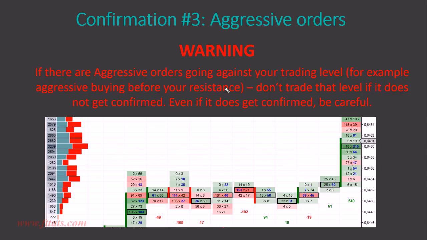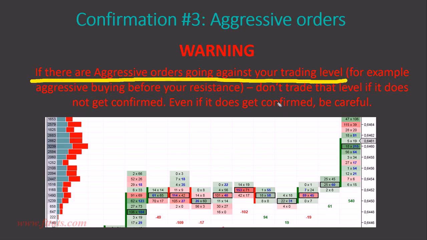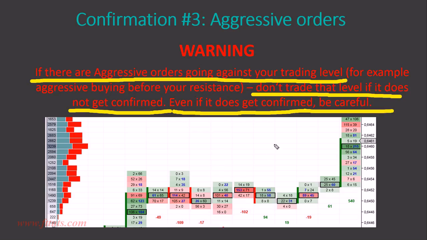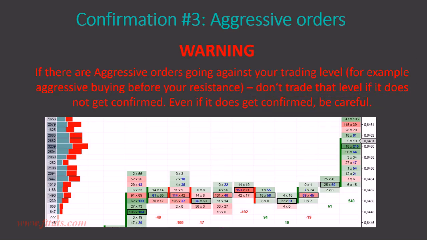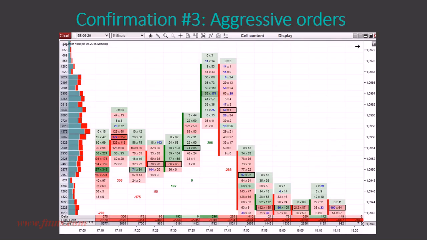Alright, so those aggressive orders can also give you a nice warning not to enter a trade. So if there are aggressive orders going against your trading level, then don't trade that level if it doesn't get confirmed. And even if it does get confirmed, be careful. Alright, so that's another way how you can use the aggressive orders. Now, let's have a look at some examples to make it more clear.